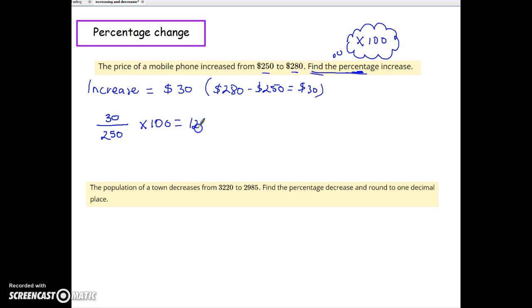You should get an answer of 12%. So what that means is that the mobile phone has increased by 12%. The price has increased by 12%.